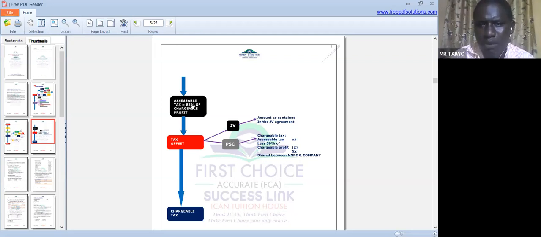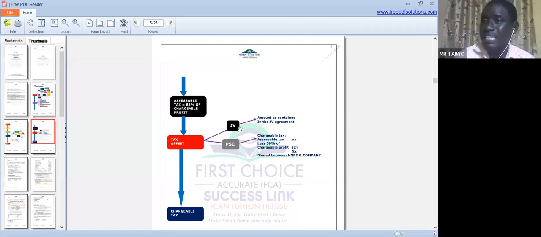Now, if I get my assessable tax, then depending on the agreement between the oil company and the NNPC, the agreement can either be a joint venture agreement or a production sharing agreement. That will determine what will be the offset from this tax. Offset is like a discount given, or a rebate given on the tax liability.